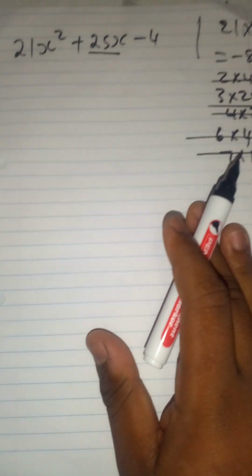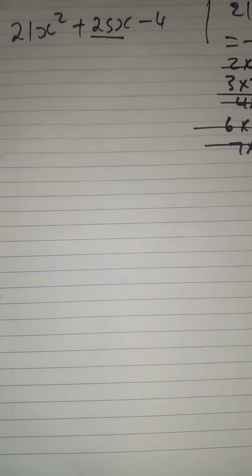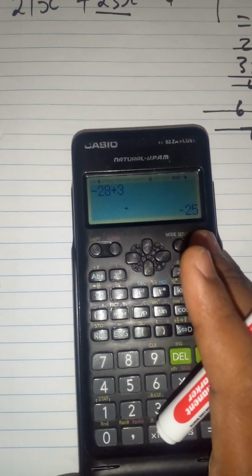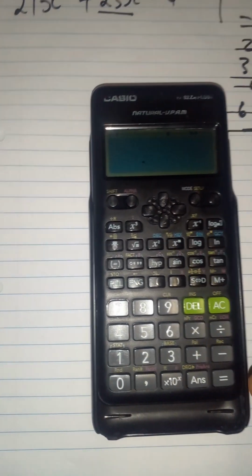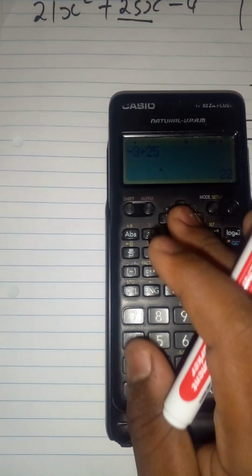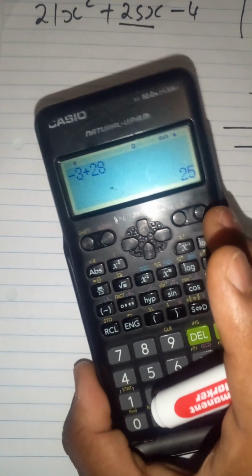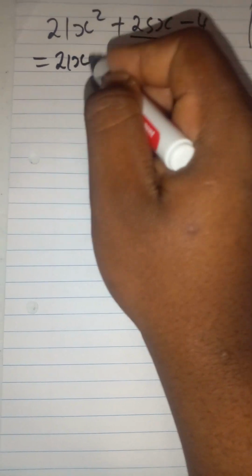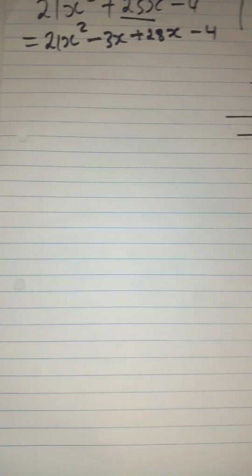Let's check this one. 3 times 28. Now let me say negative 28 plus 3. What am I getting? Negative 25. Can you see it? Meaning that the number that must be negative must be 3. So negative 3 plus 28, sorry, is positive 25. So meaning that here we are going to do it by grouping. So 21x squared minus 3x plus 28x minus 4. Basically, negative 3x plus 28x, they are representing 25x in other words.